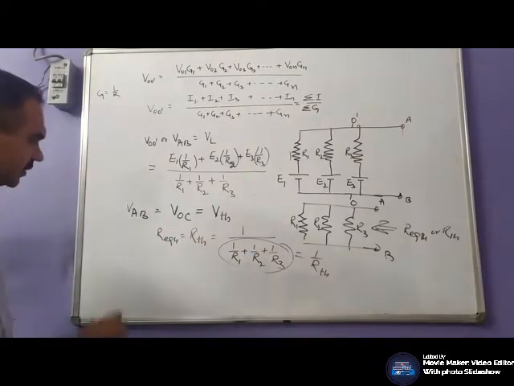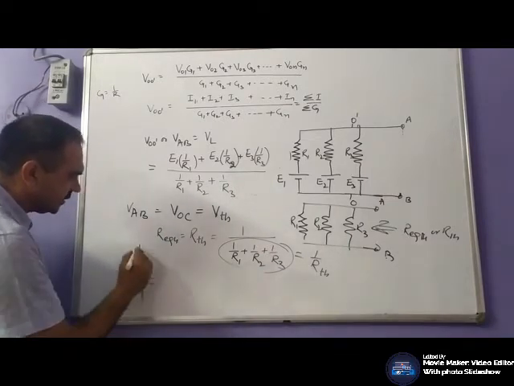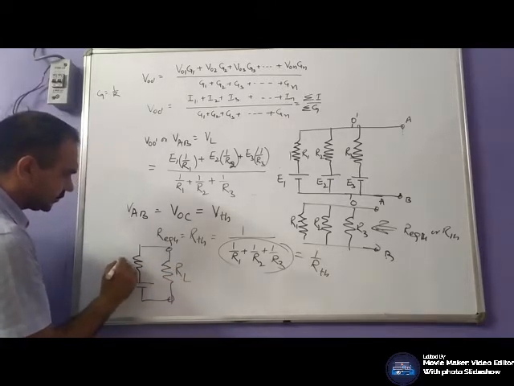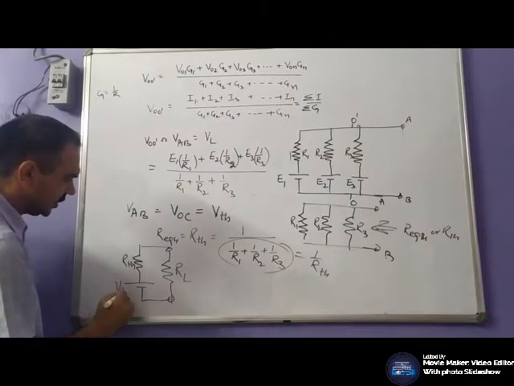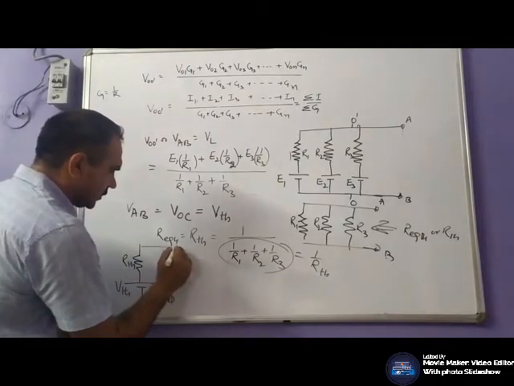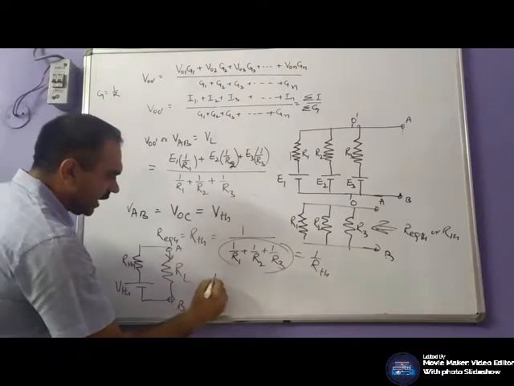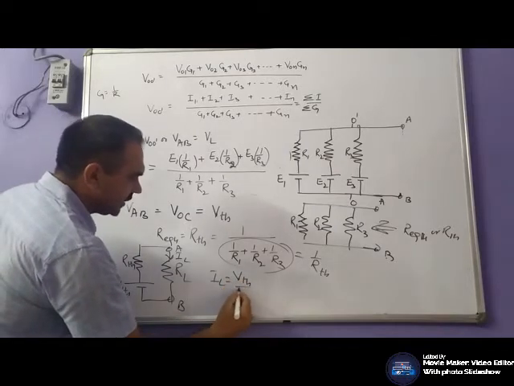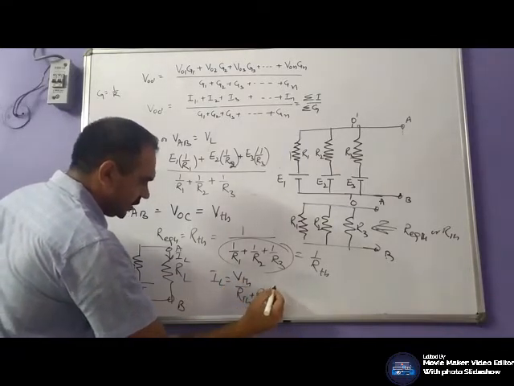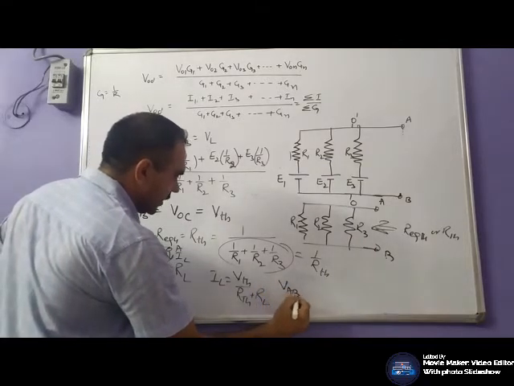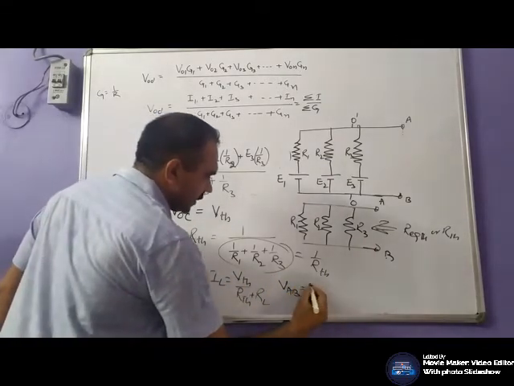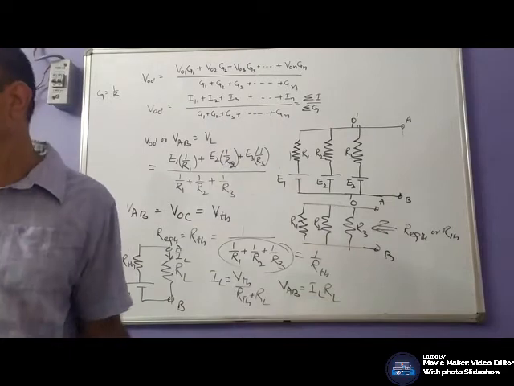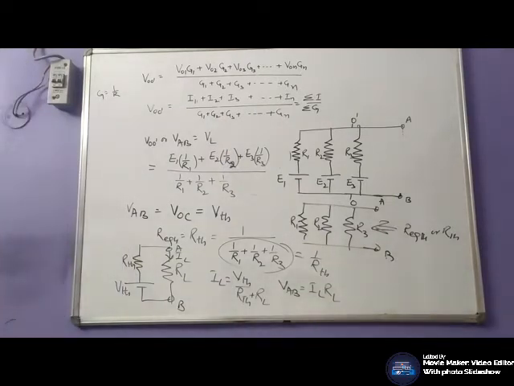So this way we can find it out, and thereafter, as we have done in Thevenin's theorem, with RL, RTH, VTH, the current through this load branch would be VTH by RTH plus RL, or VAB would be equal to IL into RL. In this way we can simplify it. Let us consider a simple problem.